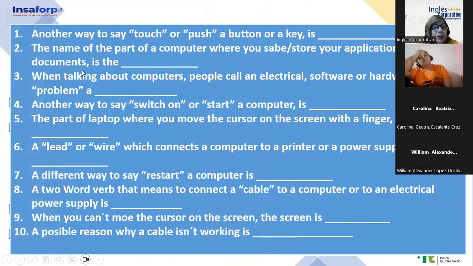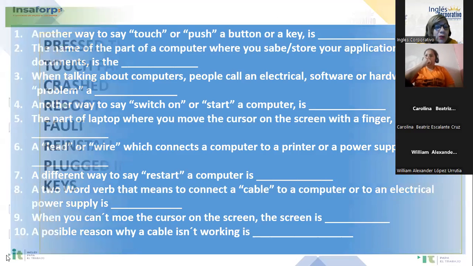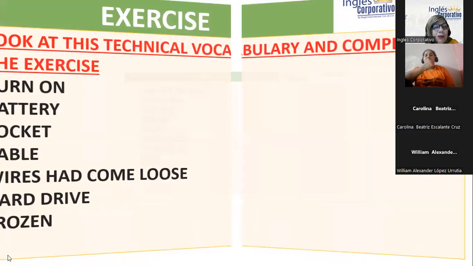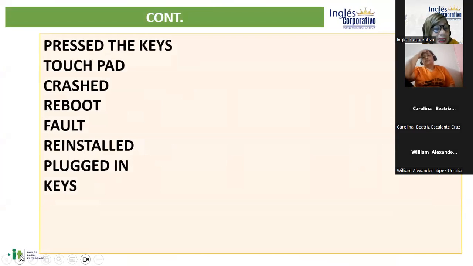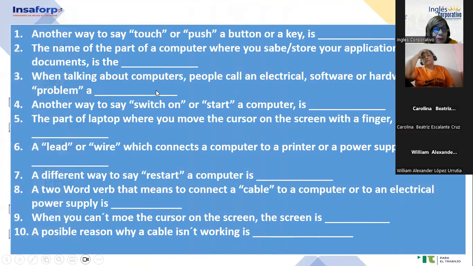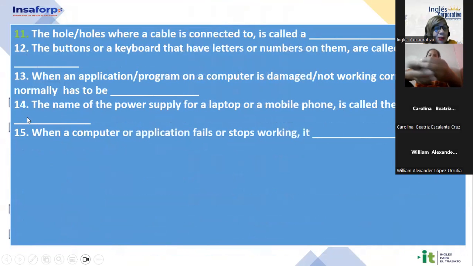How? Okay, here you have. For example, in the number one, you say one. Another way to say touch or push a button or a key is, and then you look in the words. Ah, okay, what can be turn on? No, battery, no, socket. And then you find the word. You find the word. That is the correct one. On the vocabulary, we have 15 words, you have 15 exercises or sentences to complete.